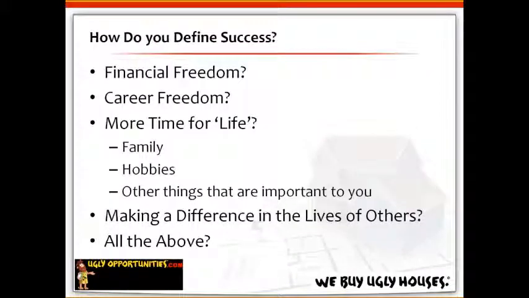So the most important factor in your success as a real estate investor is to know why you're doing it. Why do you want to be a real estate investor? And an important part of that is for you to be able to define success. So what does success mean for you? It could be financial freedom, career freedom, more time in your life for the things that are important to you, making a difference in the lives of others. It could be all of the above. It could be something that's not on this list at all.